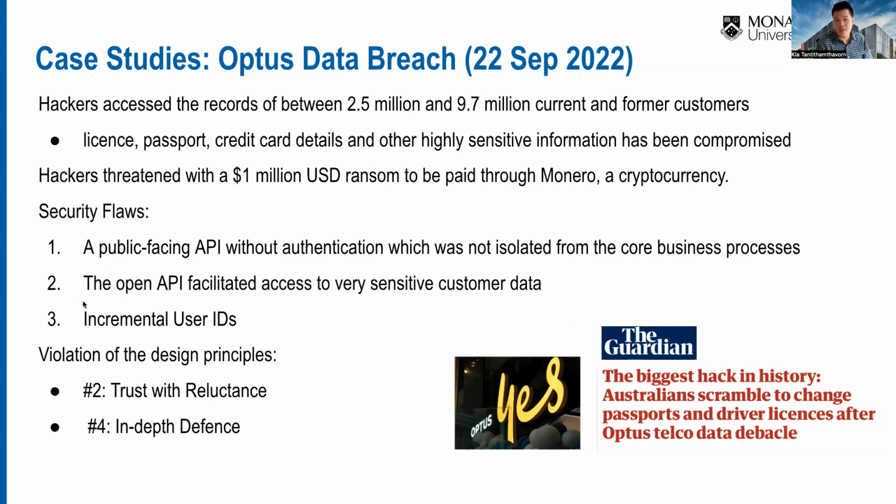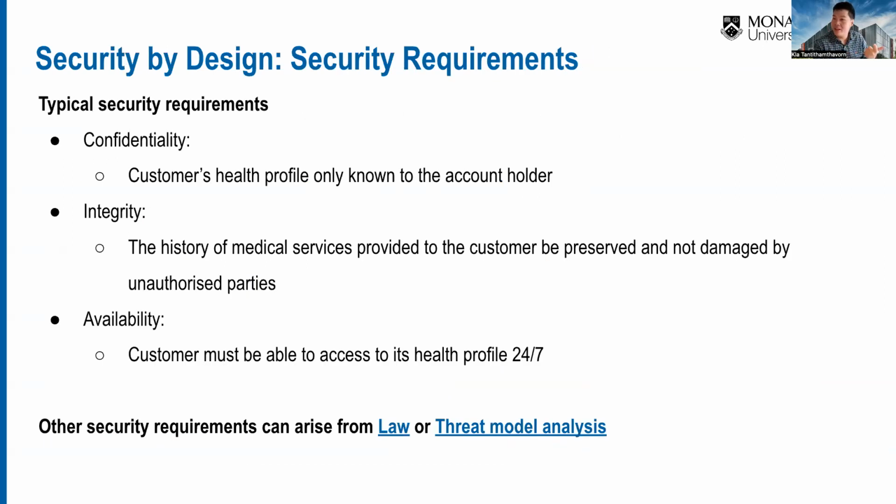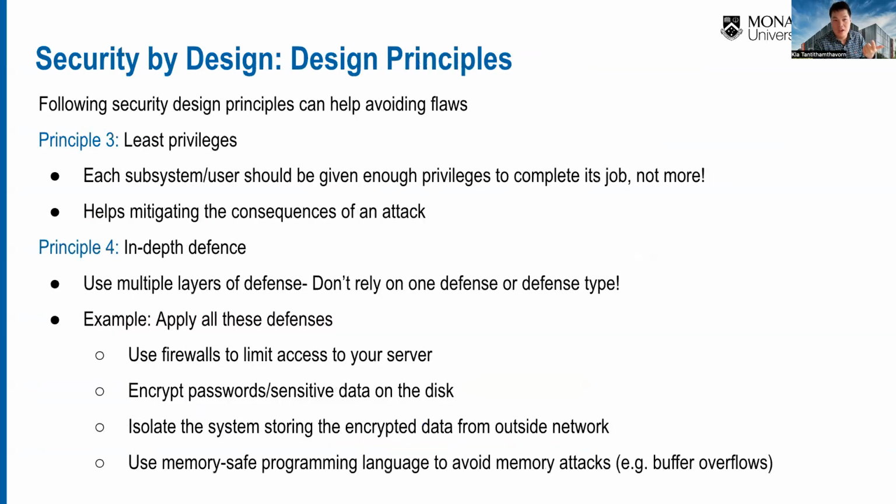We take a look further. So what is the security flaw here? It means that there's a public facing API without authentication, which was not isolated from the core business processes as well. The open API facilitated access to very sensitive customer data. So we talk about three security properties. What are they? Do you remember? Confidentiality, integrity, and availability, right?